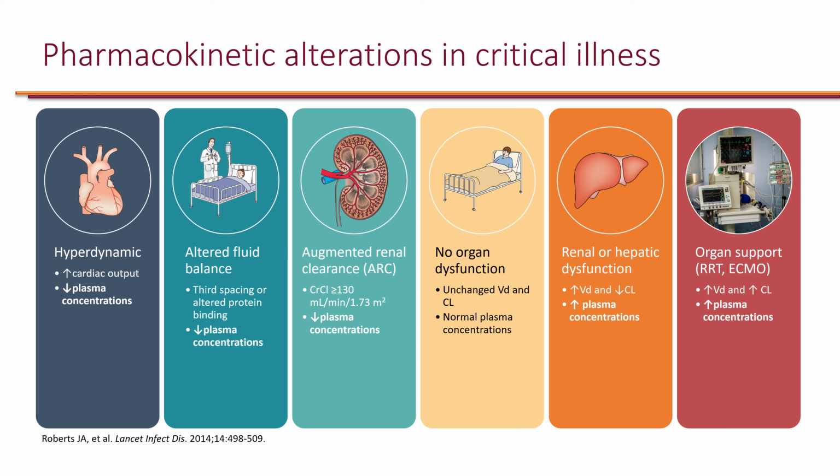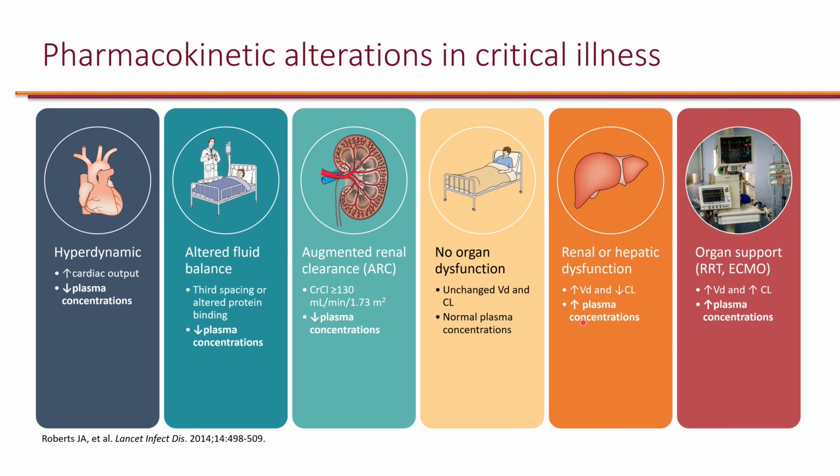And things that can lead to augmented renal clearance include trauma, sepsis, burns, hematologic malignancy, or pancreatitis. These are some of the risk factors, and this is more common inside the ICU. And of course, it's possible that the patient may have no organ dysfunction and be critically ill, which means that your plasma concentrations are actually normal.